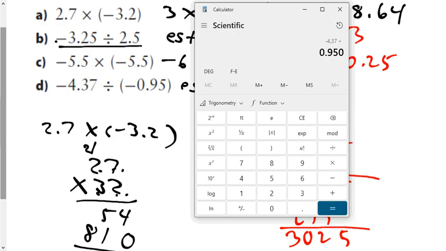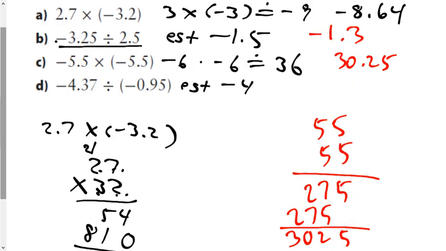Oh, well, that doesn't matter. Insignificant. Your answer is 4.6. So my estimation was negative 4. My calculation will be negative 4.6.